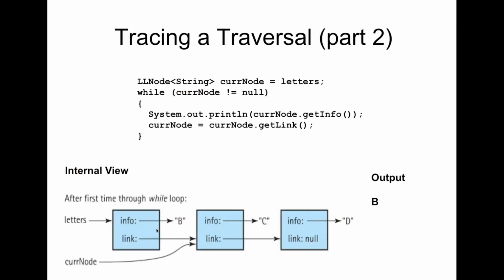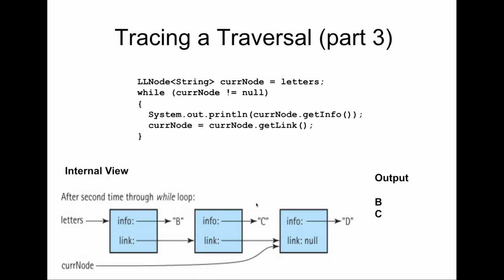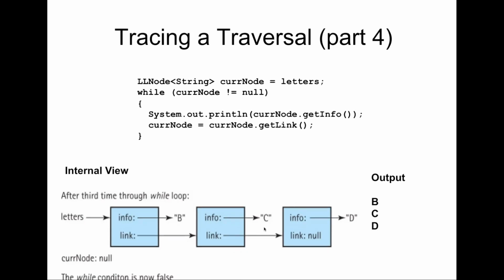So part 2 shows the printing of B to the screen. And as we move through the current node, which becomes the very next pointer, we then have info equals C printed to the output. And then next up, we'll have information printed, again, D to the output. And this is where current node becomes null.